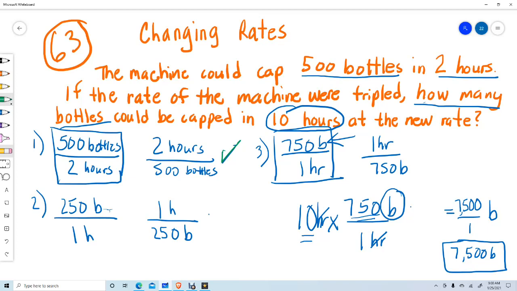For example, here they could have said the rate increases by 100 bottles. Well, then I would have made that 350 instead of tripling it to 750. So just be careful to follow the instructions. Are you doubling? Are you tripling? Are you cutting in half? Then, in step 3, based on that, we write our new rate of speed. And then lastly, we answer the question given.